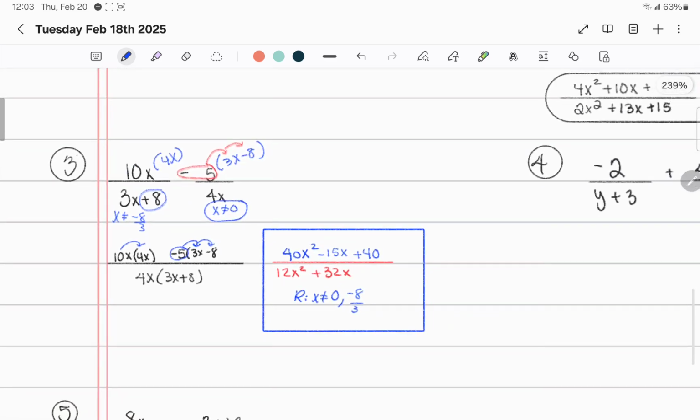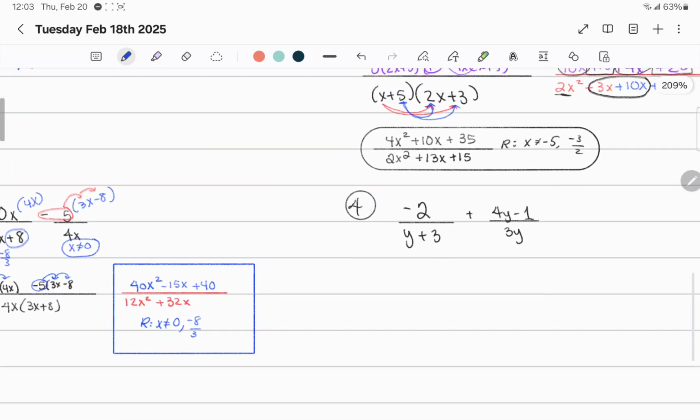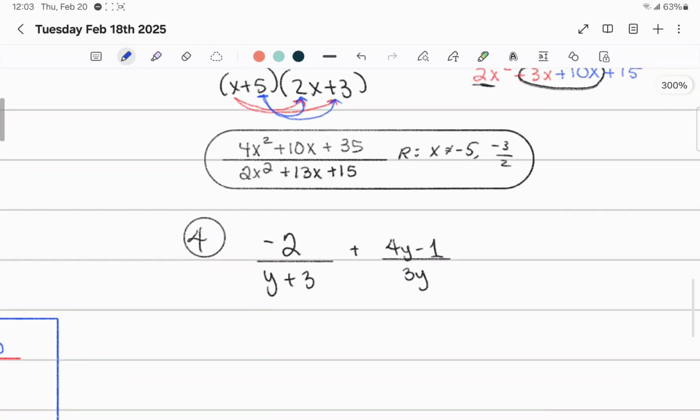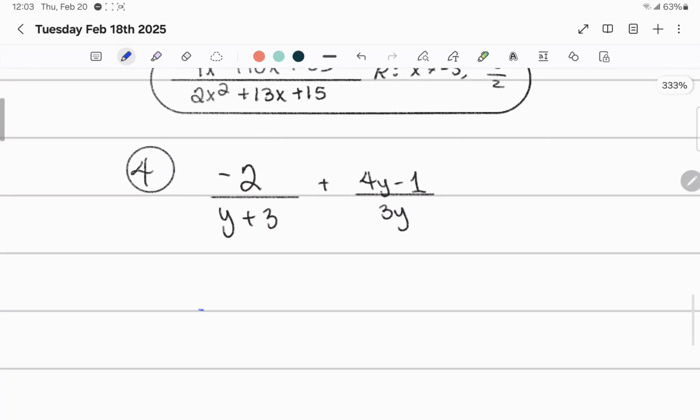There we go. Okay, next. So we want to multiply the bottom. So we have 3y times y plus 3. And then we want to cross multiply.